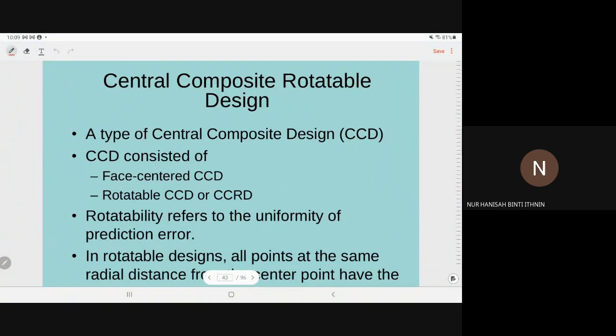Okay, so the next design of experiment is the CCRD, the central composite rotatable design. It is from a family of what we call a central composite design, which consists of a face-centered or a rotatable CCD. But this one, the CCRD, is the more popular one.